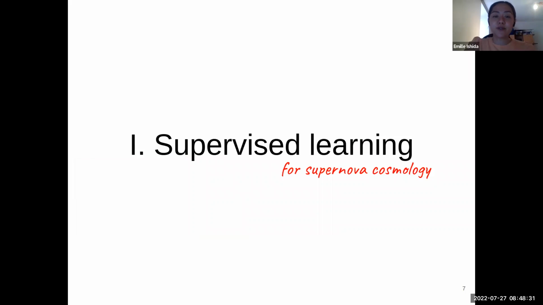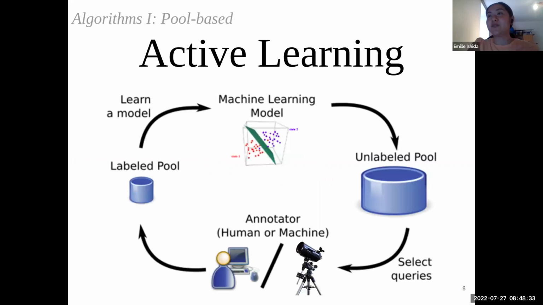So I'm going to start from the supervised learning part, and I'm going to talk a little bit about algorithms. If you have seen my talks, I know you know this slide. I'm going to be very fast on this, but it's important for context. There are different types of active learning, and the most used is pool-based active learning, which means that these are the algorithms behind the recommendation system.